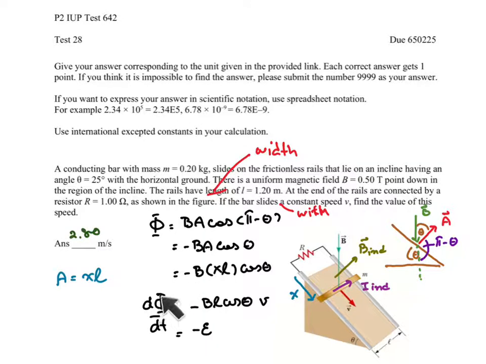Now, the change of the magnetic flux, d-phi by dt, is equal to the change of this term, but we know that B is a constant because the magnetic field is uniform, L is a constant, theta is a constant. What changes is x. So when we do the derivative here, we will have dx by dt, which is equal to v, right? And from Faraday's law and Lenz's law, we know that this derivative must equal the minus of the EMF, right? So we have this relation.